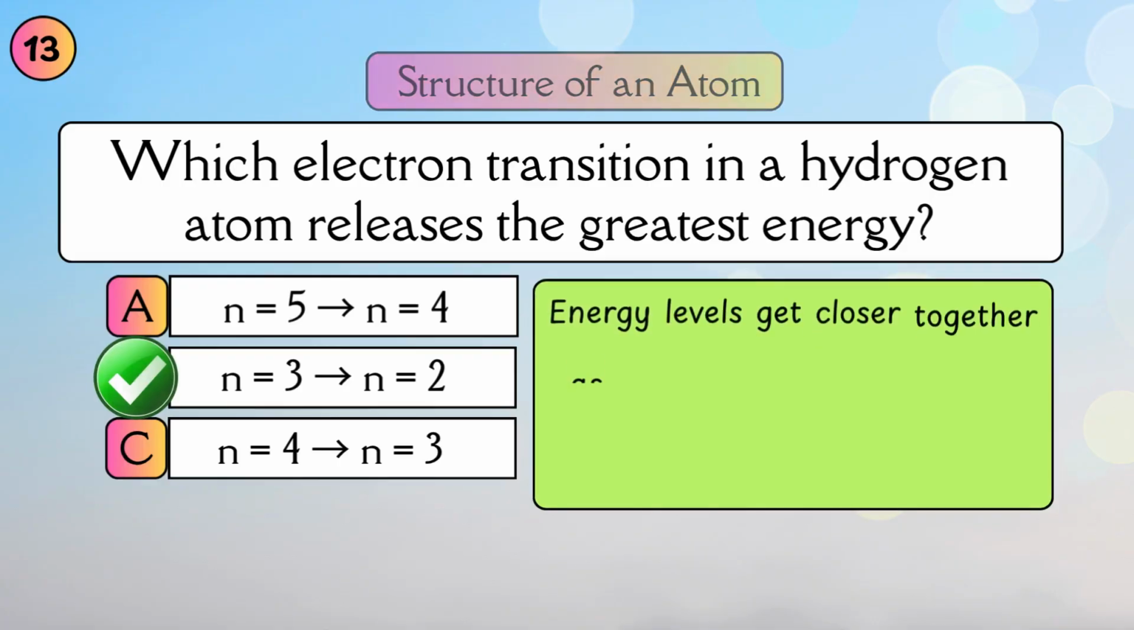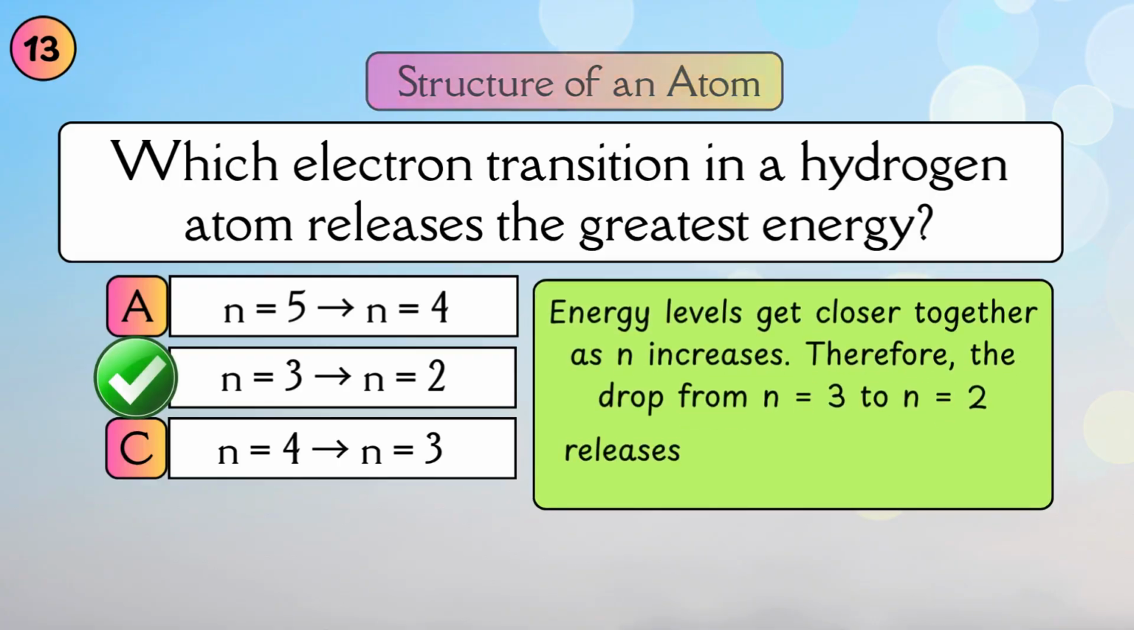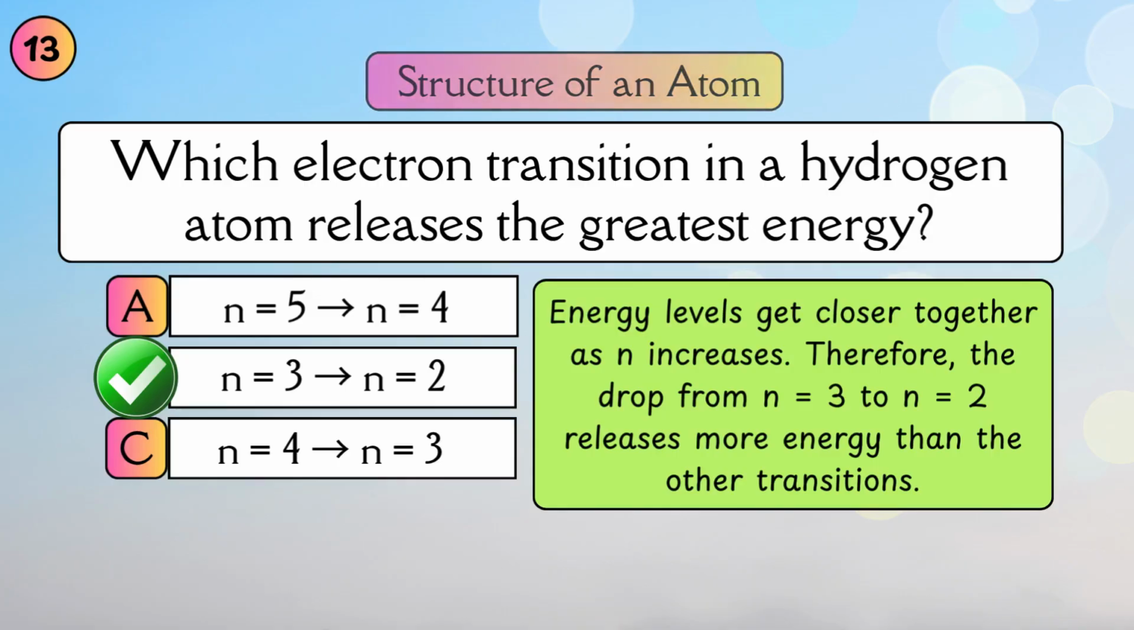Which electron transition in a hydrogen atom releases the greatest energy? The correct answer is B. Energy levels get closer together as n increases. Therefore, the drop from n equals 3 to n equals 2 releases more energy than the other transitions.